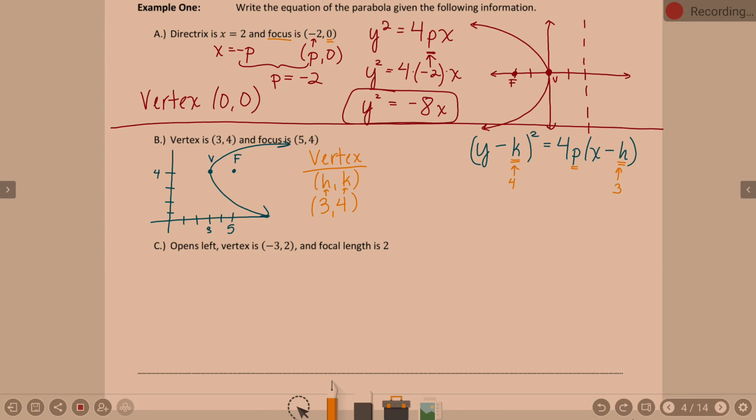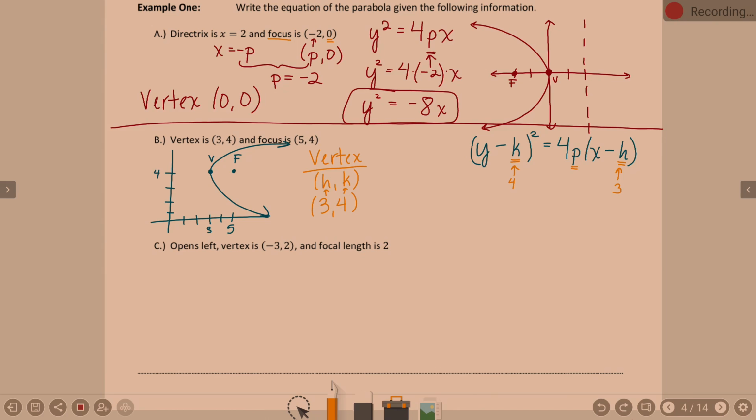Thoughts on how we can figure out the p-value? There's a couple different ways we could do this. So if you don't agree with one way, it doesn't mean you're wrong. Go ahead. P is the difference between the vertex and the focus, so it would be 2. Okay. Negative 2. Wouldn't it just be 2? It would be positive 2.